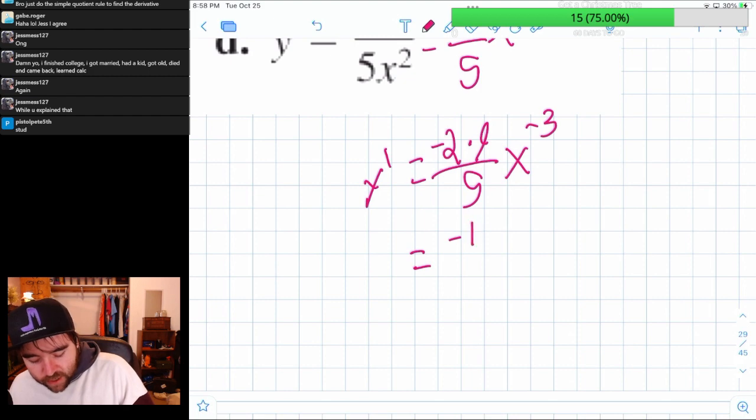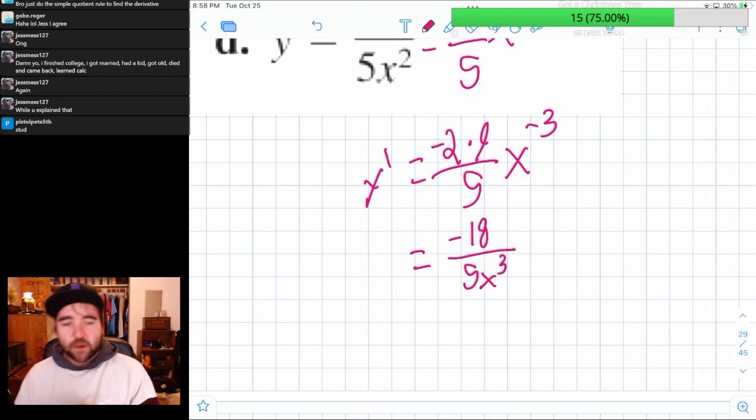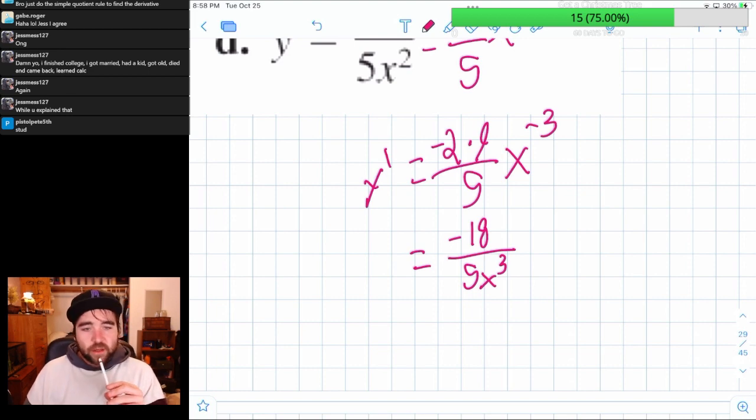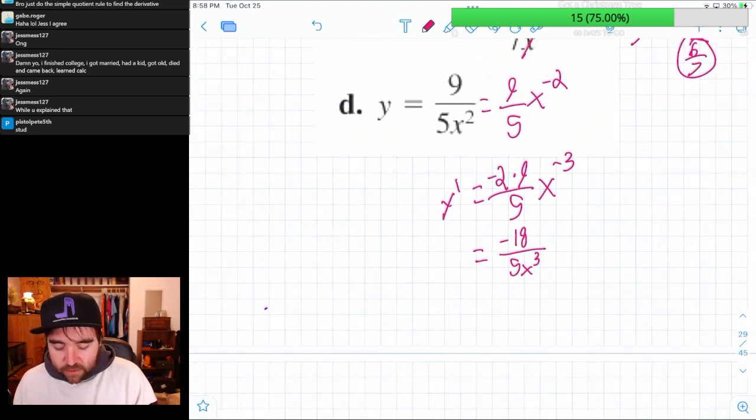But it'd be nice to get rid of that negative exponent and simplify a little. So 2 times 9, -18. And then we could just put that x right back down there with the 5. So -18 over 5x cubed.